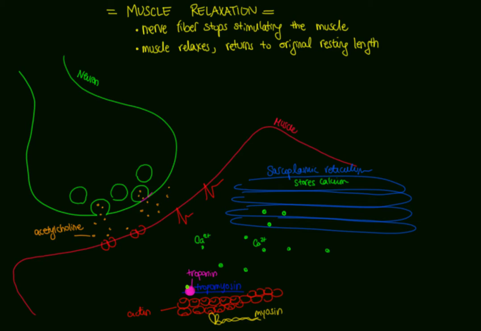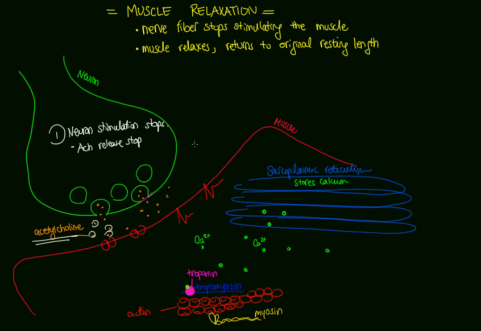So the first event that will take place during muscle relaxation is that the neuron is going to stop its stimulation. So neuron stimulation stops. So it will no longer excite the muscle. As a consequence of this cessation of neuron stimulation, acetylcholine is also going to stop being released. So acetylcholine release will stop. And this will actually be taken one step further because not only does the neuron stop releasing acetylcholine, but the existing acetylcholine in the synaptic cleft is now going to be degraded.